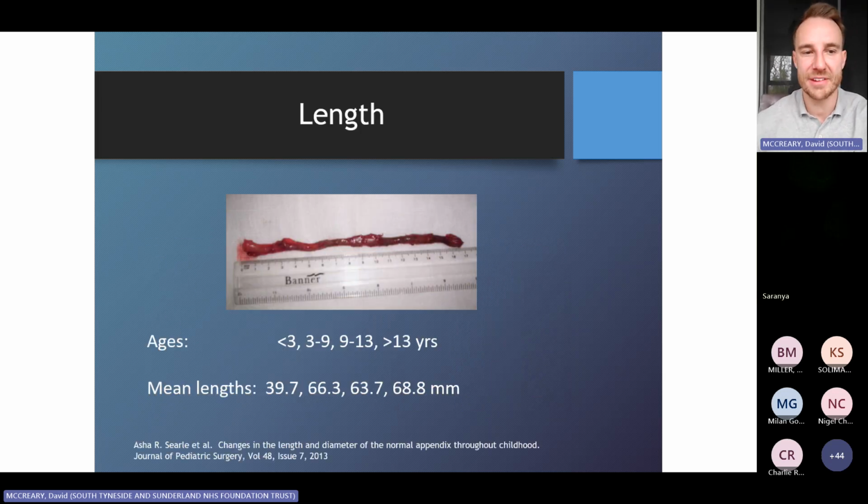In terms of length, I've included this to think about what would be potentially too long for a loop of bowel, and whether or not it is the appendix. If we saw something completely massive, could it still be the appendix? This was a study looking at different age groups and the mean lengths. Certainly in some studies, not anything above 7 centimeters, 7 to 8. But then occasionally you'll see massive specimens well above 15 centimeters in length.